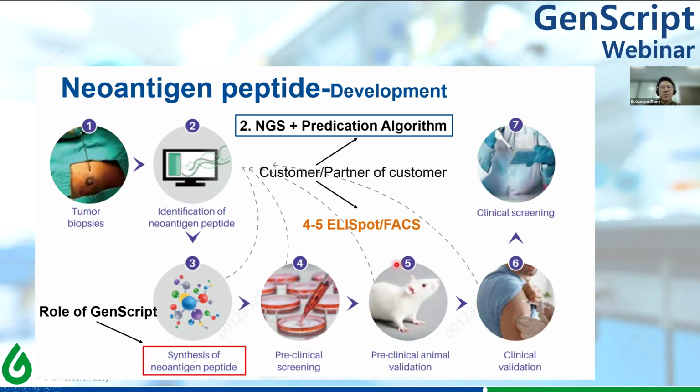After that, we will synthesize the neoantigen under the GMP facility, or directly synthesize the GMP grade neoantigen peptides. So in the whole link, the role of GenScript is the synthesis of neoantigen peptides.